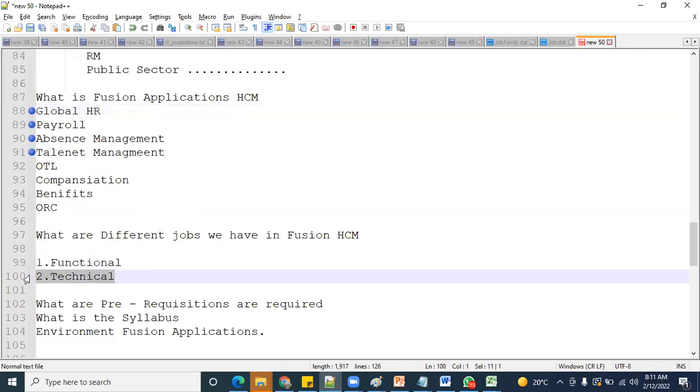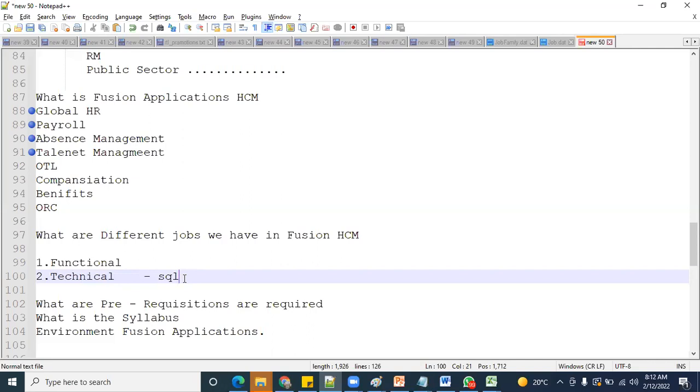If you are a technical consultant, if you are interested in the technical side, then you can go for learning technical also. Basic English and SQL are required. What are the prerequisites to learn HCM technical in Fusion? If you want to go for it, you must have basic SQL. So that's how we are going to learn the things here, SQL technical.